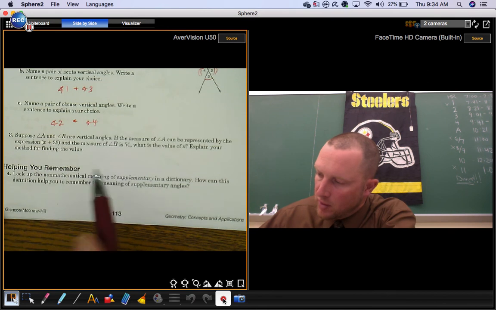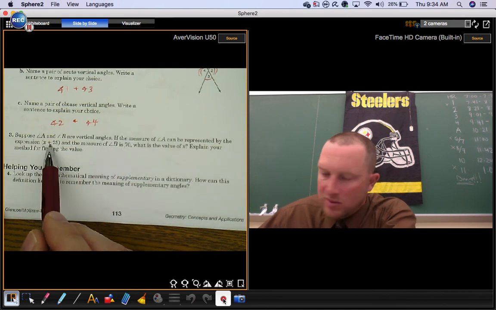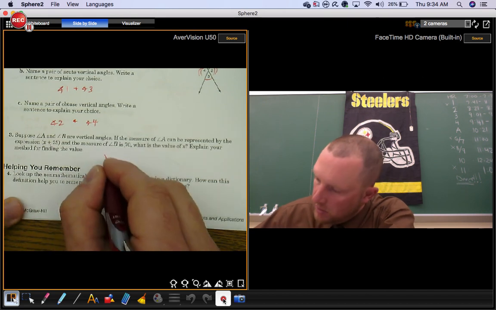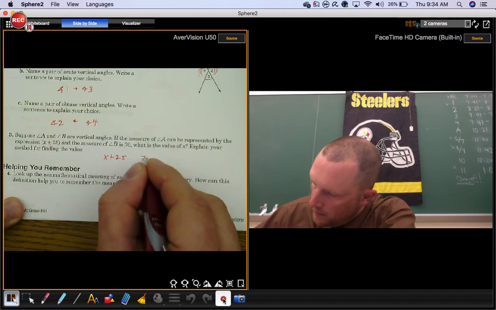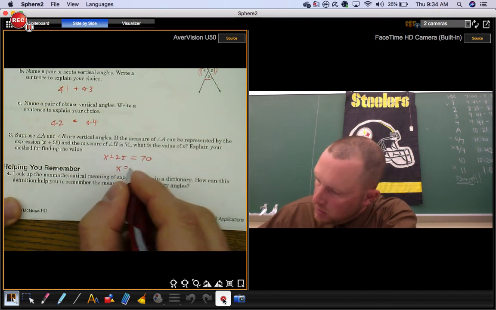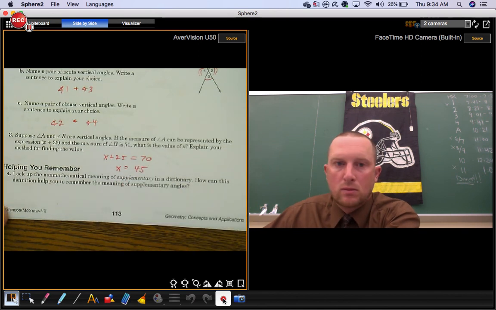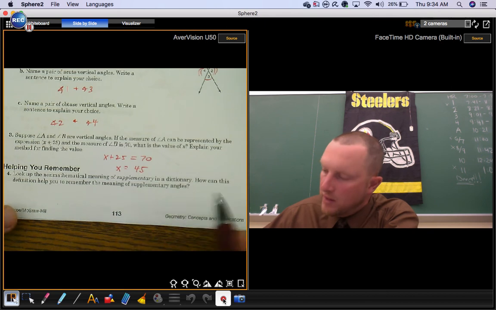If these are vertical angles, then they're the same. If this one's 70, what's this one? It's going to be 70 also. You need to model that with algebra. Okay, so the value of x is 45.